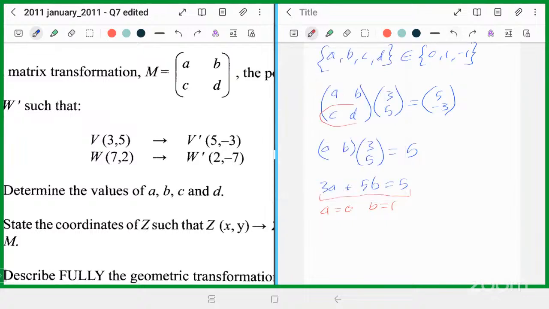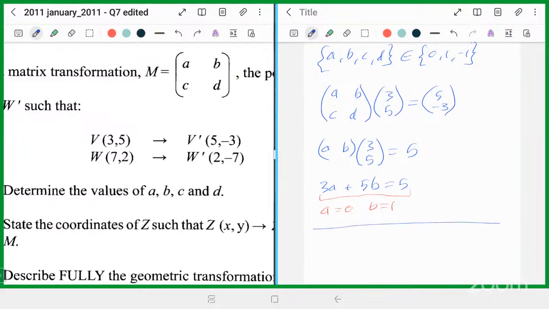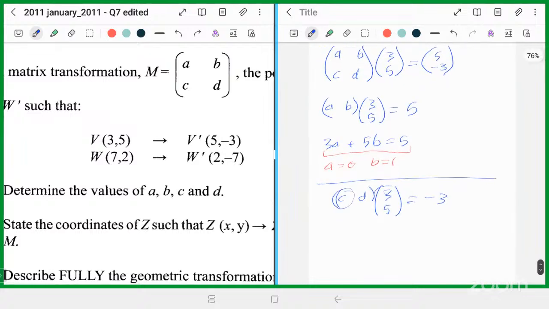So this row times the 1 column equals -3. So setting that up again. Let's set it up here now. So the second one is that the C, D times the 3, 5 equals -3. So you know that this C times this 3 is 3C, and then this D times this 5 is 5D, and that's all equal to -3.